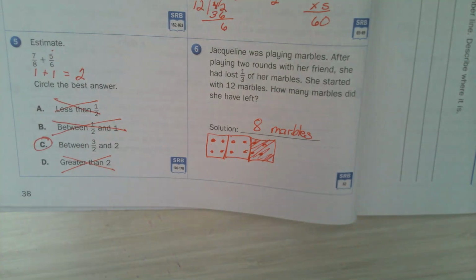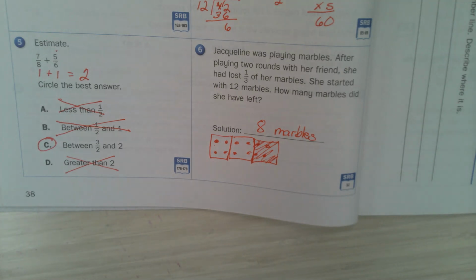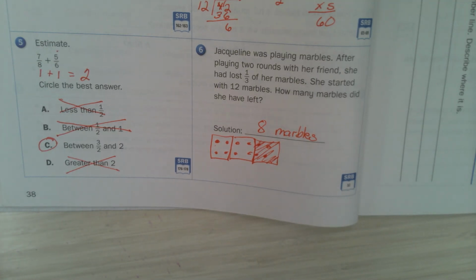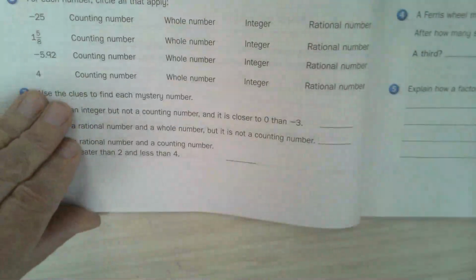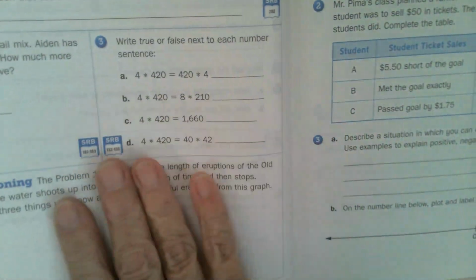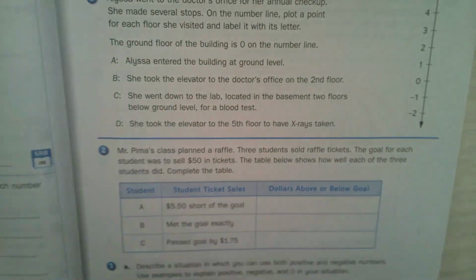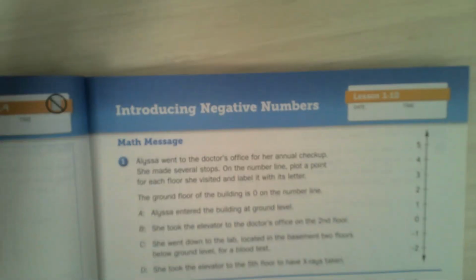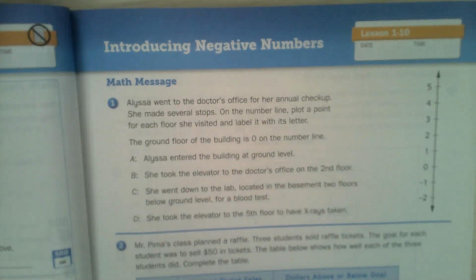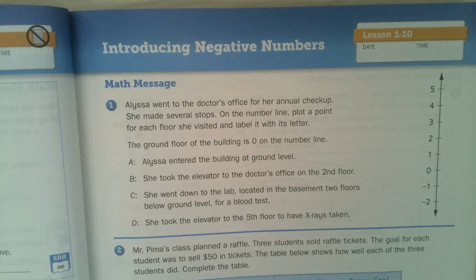All right, now we're going to start our lesson and we're going to go to page 35, kids. So turn your book to page 35. We're going to read our math message here. And this again introduces negative numbers.